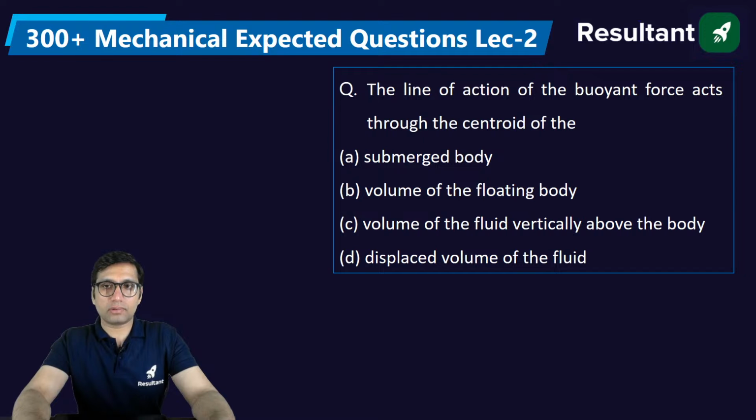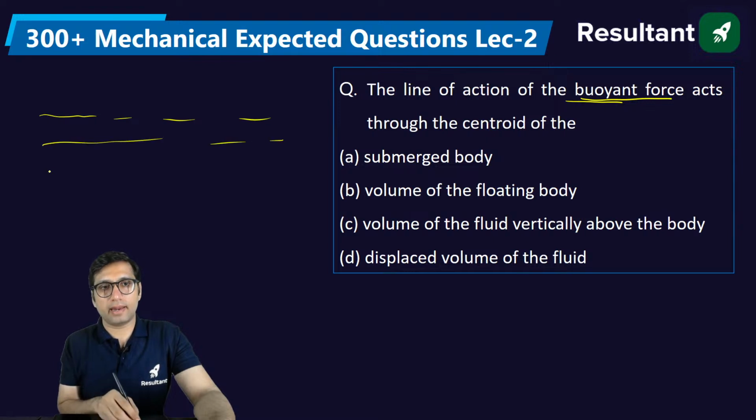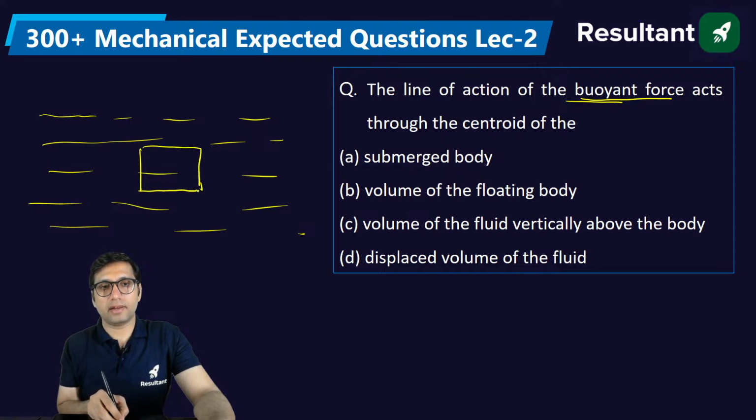The line of action of the buoyant force acts through the centroid of. What is the buoyant force? The force which is experienced by a fluid. Let's say we have a body which is at rest, and it is submerged in a fluid. So this is a fluid and this is some body which is submerged in the fluid. What will happen? This body will experience a force which is acting in the upward direction at some particular point.